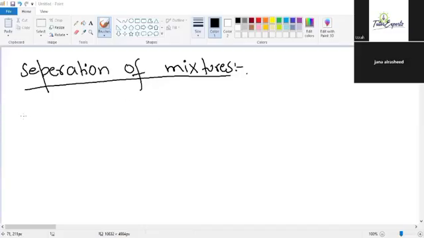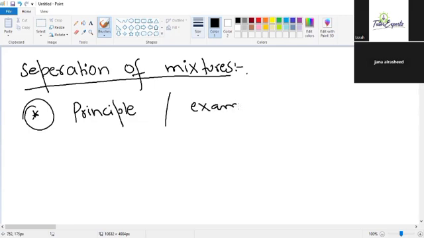All right. So this is all you need to know about filtration specifically, okay? Their principle, example, and application.